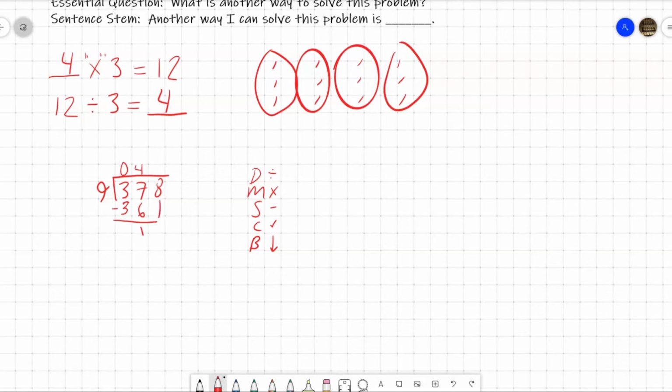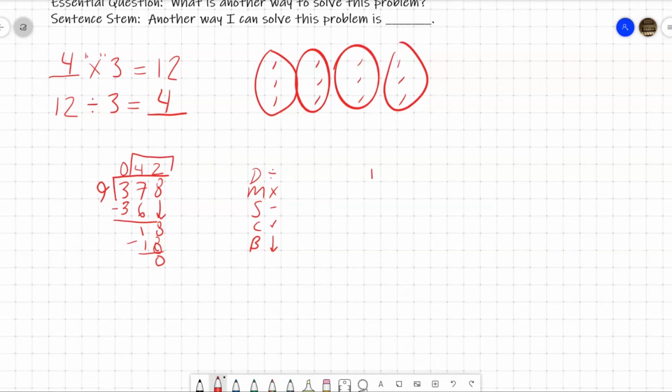Bring down. So I bring down my next number, and then I just start the process over. How many 9s are in 18? There are 2 9s in 18, so I divided. Now I multiply. 2 times 9 is 18. Then I subtract. Check, is 0 less than 9? Yes, it is. There's nothing left to bring down. I don't have a remainder, so I have an answer. My answer, of course, is 42. All right, let's look at another example.